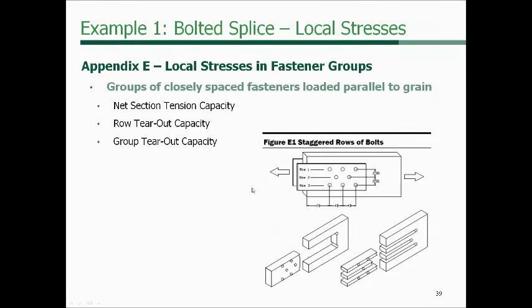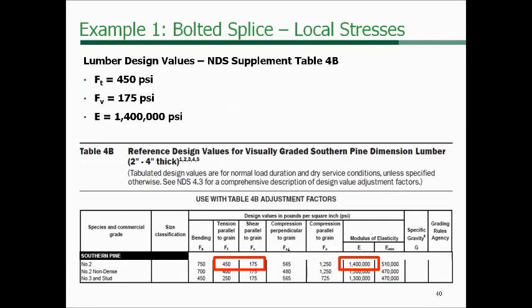So let's jump to Appendix E and look at net section capacities of this particular fastener group that we've designed. To do that, we're going to need some lumber design values, and for that we're going to go to the NDS supplement Table 4B, and we're going to need a tension value, a shear value, and a modulus of elasticity. For No. 2 Southern Pine, that ends up being 450 psi for tension, 175 psi for shear, and 1.4 million for MOE.